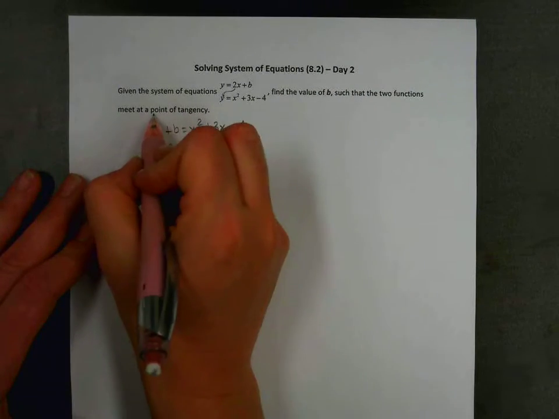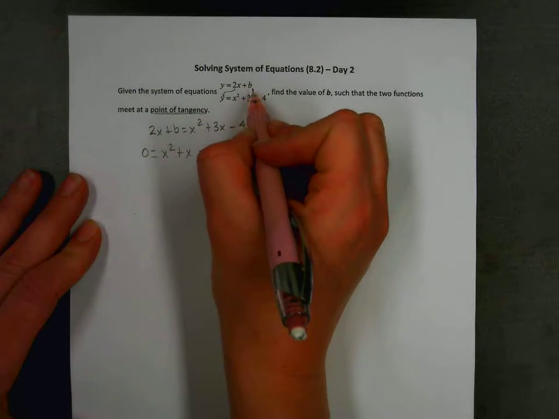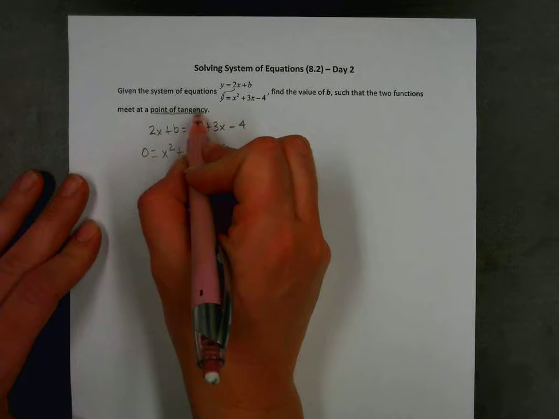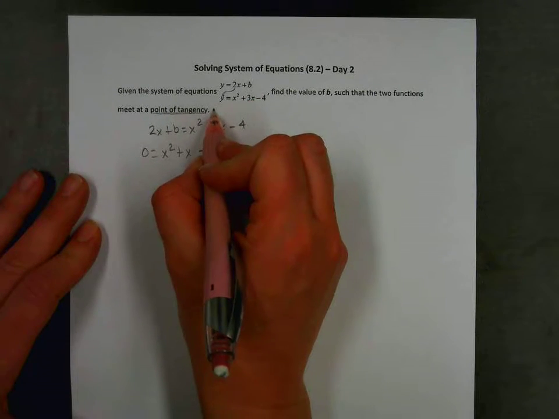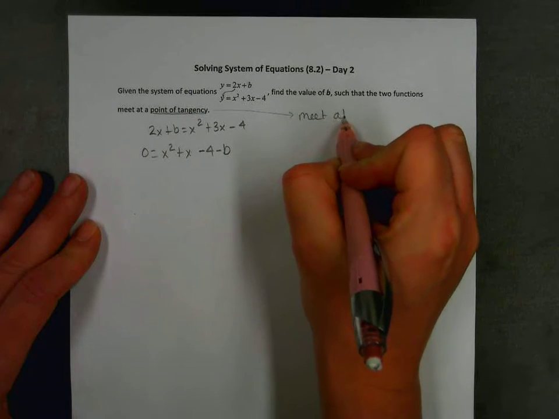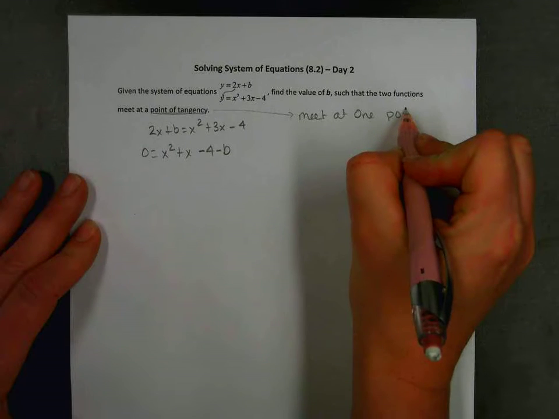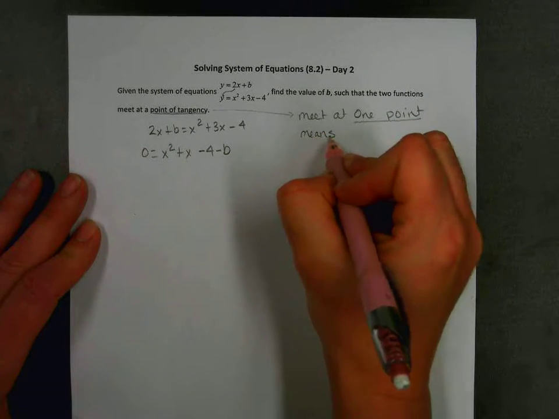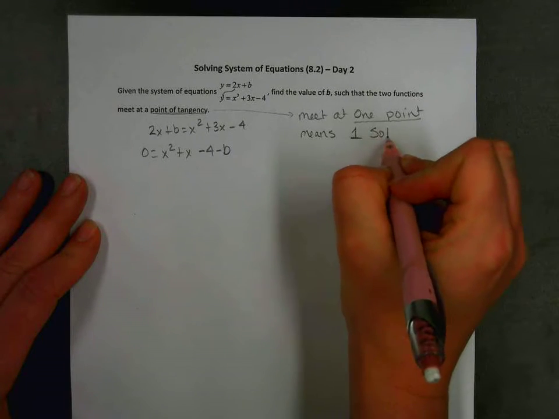All right, so the key point here is we are looking for these two lines or functions to meet up at a point of tangency. And a point of tangency means that they are going to meet at one point. So 1 point means one solution.